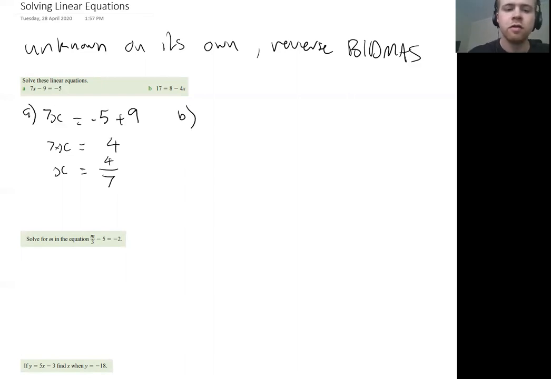Okay, we've got the -4x on this side. We're going to leave it there. We're going to first get rid of this 8. Now that is a +8, even though there's no plus sign. Okay, there's a hidden plus sign in front of it. So the opposite of +8 is -8.